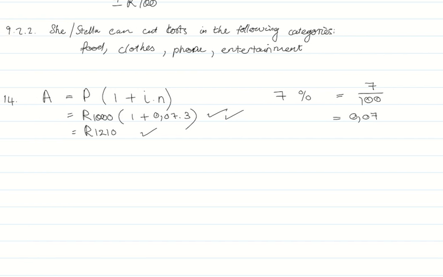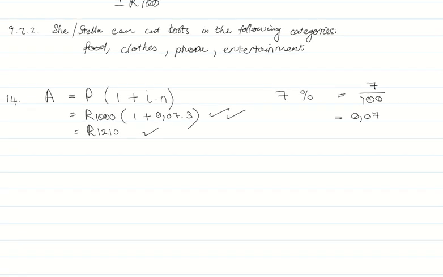Our next one is question number 19. If 6,000 Rand is required for a study loan at a simple interest rate of 8.5% per annum, how much money must be paid back after 4 years of studying? I'm going to read that question again. If 6,000 Rand is required for a study loan at a simple interest rate of 8.5% per annum, how much money must be paid back after the 4 years of study?